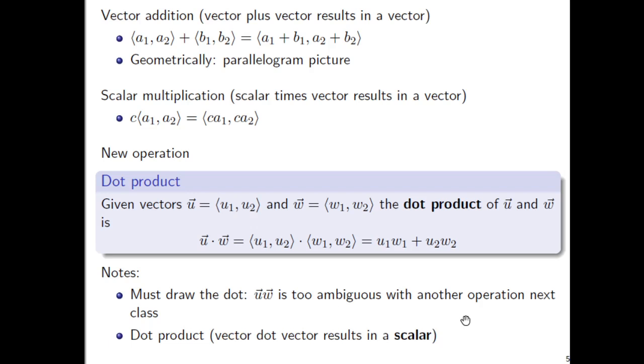The dot product, what does it result in? It really is a scalar. You'll see in the example. But just to summarize, the difference is that a vector dot a vector results in a scalar, as opposed to earlier, scalar multiplication, where a scalar times a vector results in a vector.